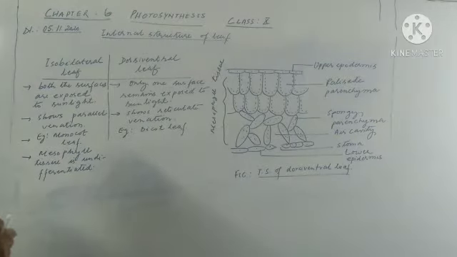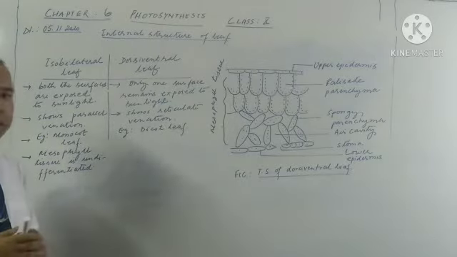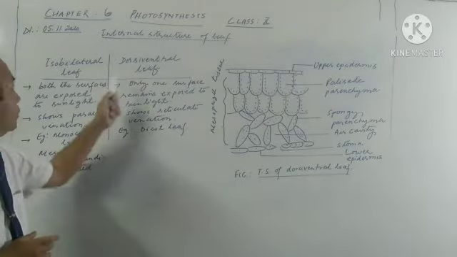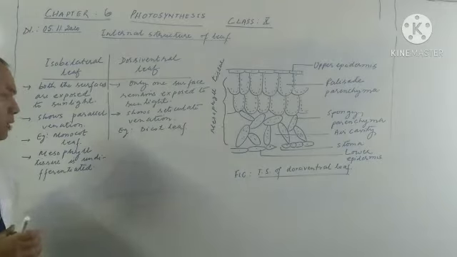And the next point of difference is that isobilateral leaf are mostly found in monocot plants. Monocot plant means the plant with a single cotyledon. Their seed consists of a single cotyledon. Then again, dorsiventral leaf is mostly seen in dicot leaf, like China rose and all.